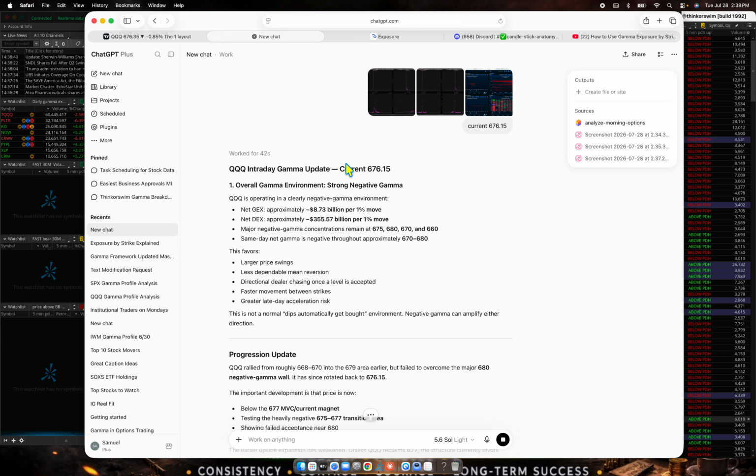Okay, so right now we got current price where it's at. Overall gamma environment, strong negative gamma. Okay, negative gamma means that price can actually move. I will also put a little bit of information on that in here in the video, where you'll be able to go to ChatGPT, so that way it can explain all these things to you guys, so that you're informed, right? But strong negative gamma means the price can actually move from wherever it is.